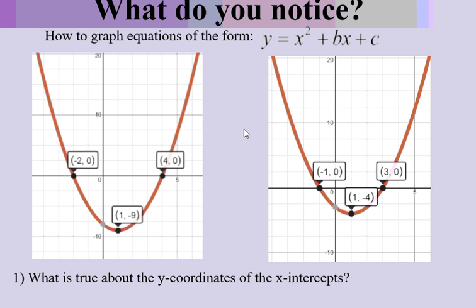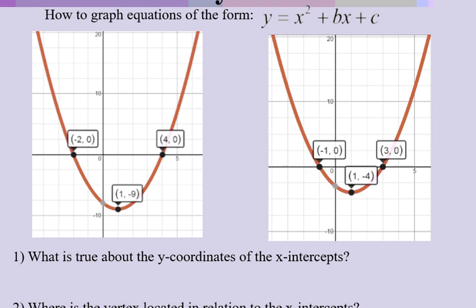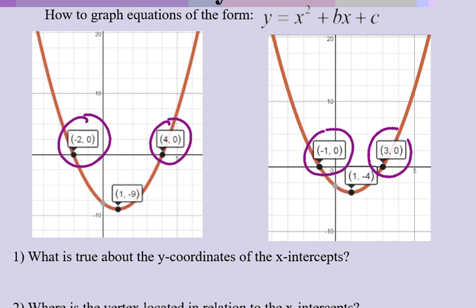My first question I ask you is, what is true about the y-coordinates of the x-intercepts? So I'm giving you two different parabolas here just to show two examples that the feature still holds. Well, let's circle the x-intercepts. There's two of them because these are quadratics, powers of 2. So 2 here, 2 there. That's all 4 of the x-intercepts.